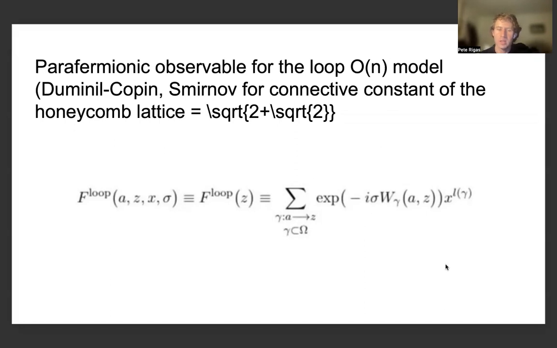In this case, the parafermionic observable for the Loop O(n) model is given by a summation over paths from a to z, the beginning and ending points of the path that we just mentioned, under the condition that the path belongs to the finite volume, of the exponential of minus i sigma, so another imaginary prefactor, where the sigma parameter depends upon the number of loops n at the critical point of the Loop O(n) model, which we're going to introduce, and which multiplies the winding number of the path. But we also have another factor, which is x to the number of loops of gamma. So we incorporate the number of loops in the parameter that we raise x to.